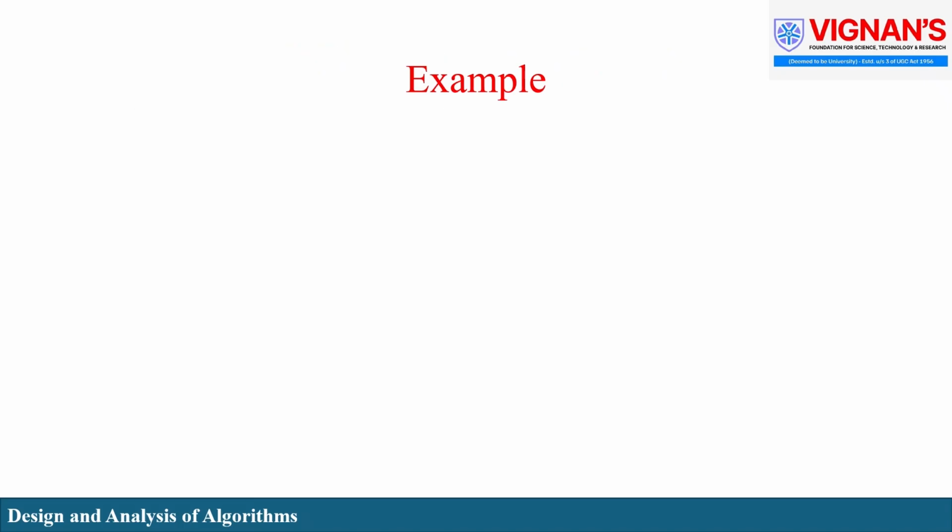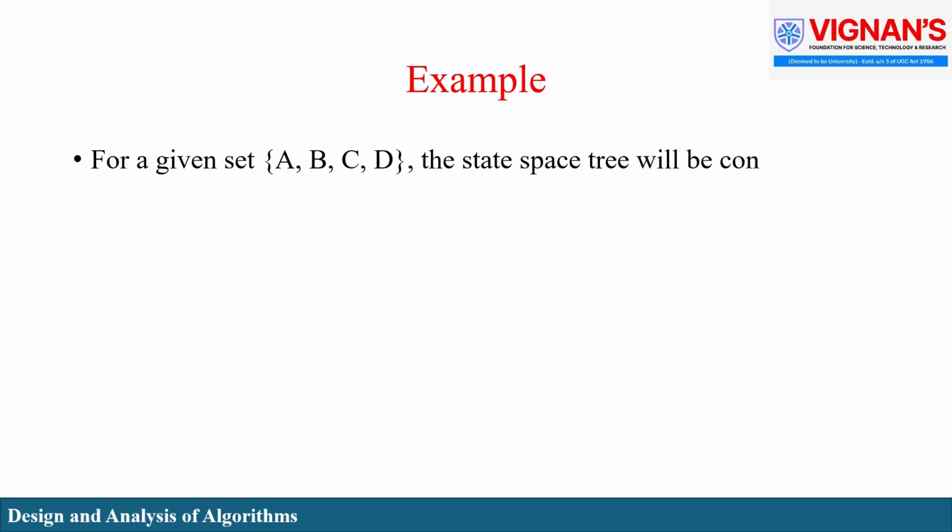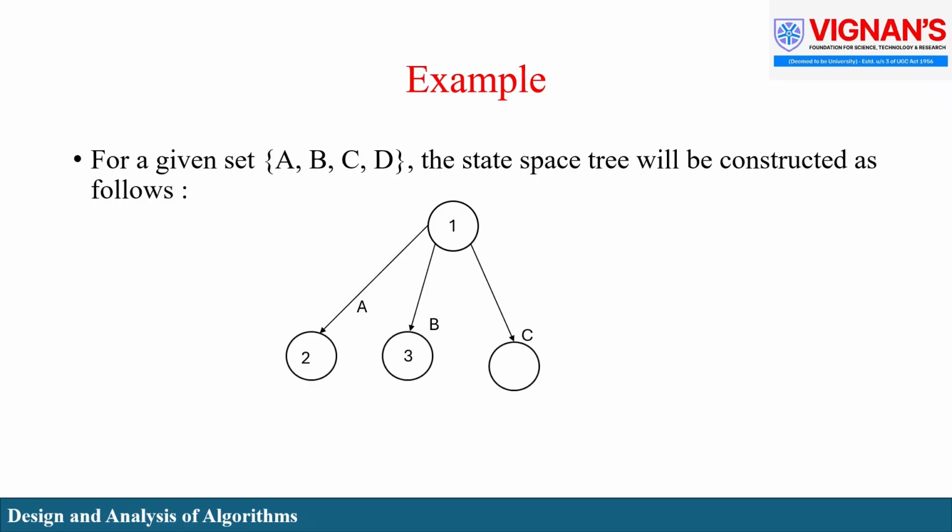First in first out is an approach to the branch and bound problem that uses a queue to create a state space tree. In this case, breadth first search is performed, that is, the elements at a certain level are all searched, and then the elements at the next level are searched, starting with the first child of the first node at the previous level. For a given set A, B, C, D, the state space tree will be constructed as follows. The diagram shows that we first consider element A, then element B, then element C, and finally the last element, which is D. We are performing BFS while exploring the nodes.